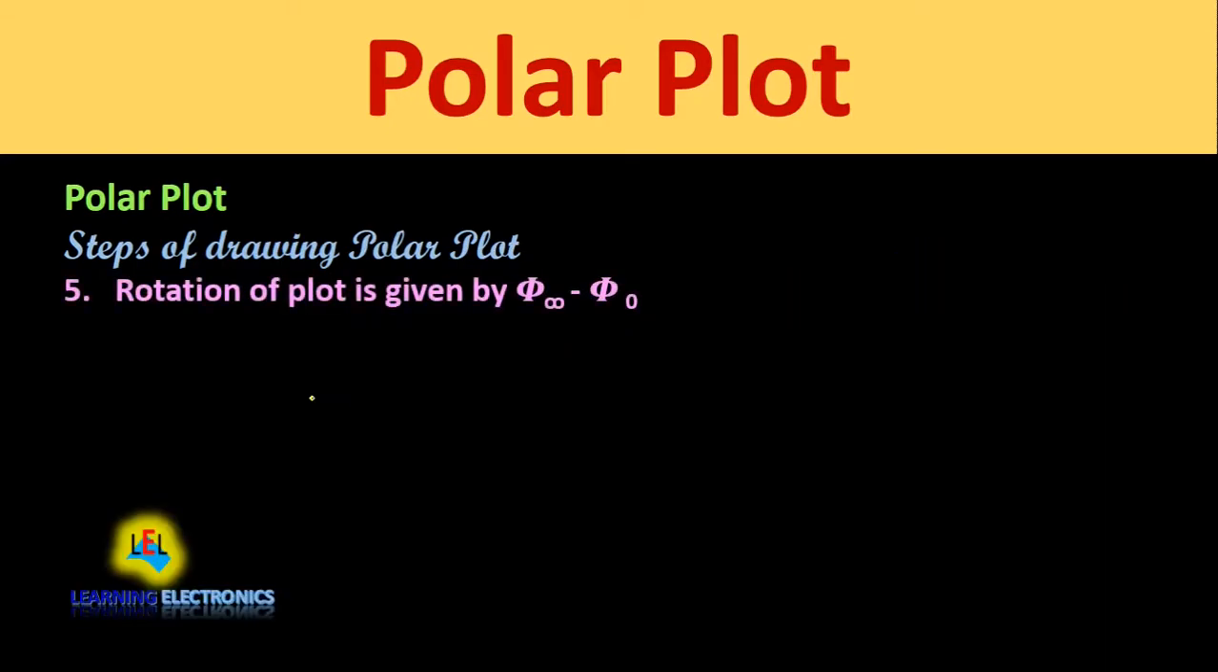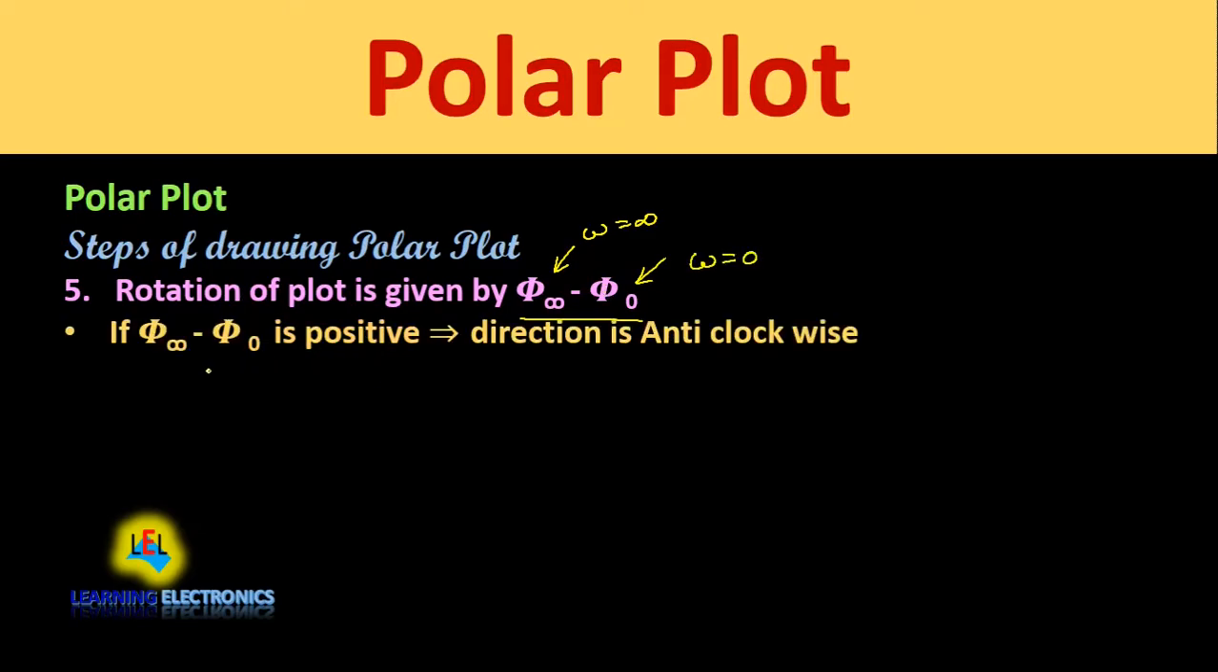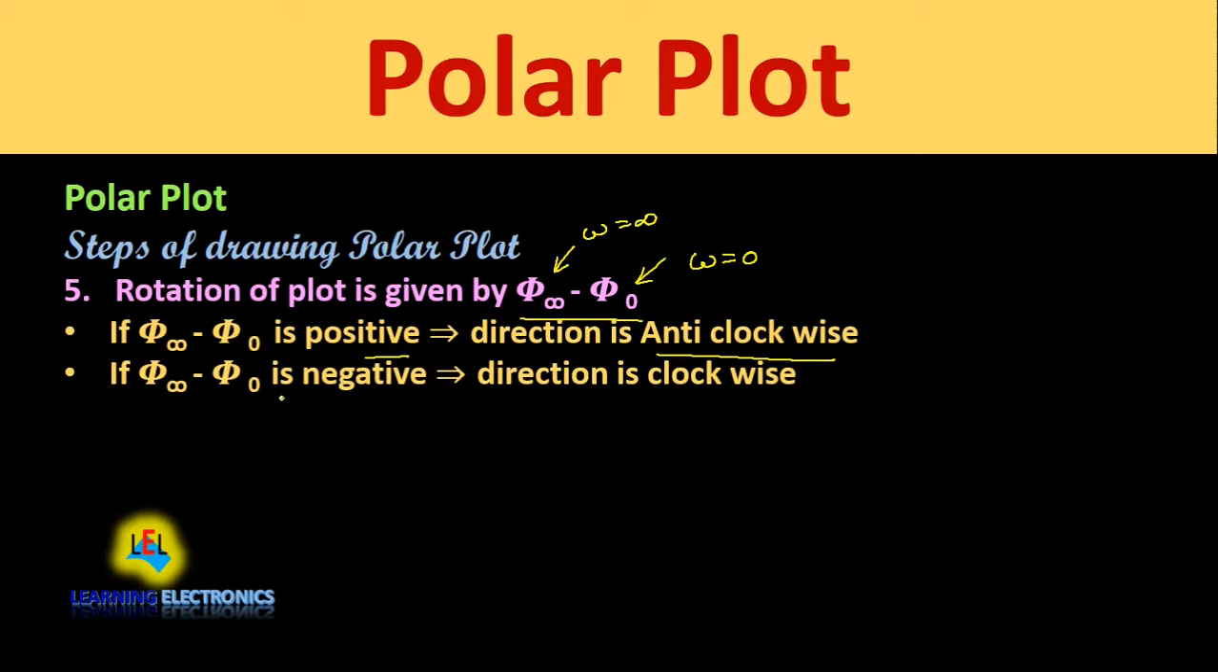Next step is to find the rotation of the plot, which is given by phi infinity minus phi 0. This phi infinity is the phase angle at omega equal to infinity, and this phi 0 is the phase angle at omega equal to 0. If this phi infinity minus phi 0 is a positive value, then the direction of the polar plot will be anti-clockwise or counterclockwise. And if this phi infinity minus phi 0 is a negative value, then the direction of the polar plot will be clockwise. So to understand this, let us take one example.